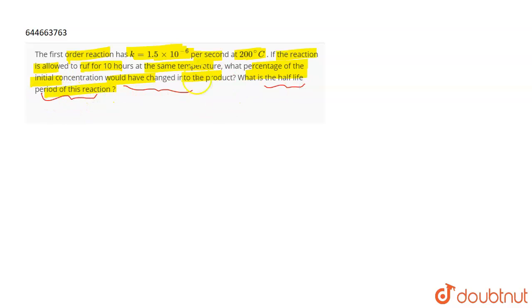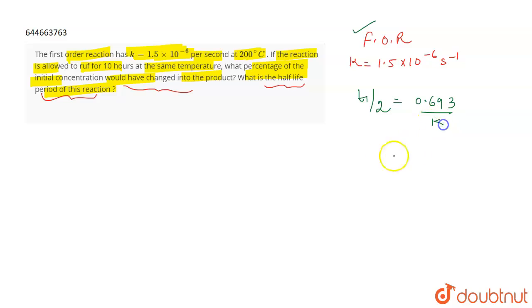Now, as it is given that it is a first order reaction, the rate constant is given to you as 1.5 into 10 to the power minus 6 second inverse. From here, you can find out the half-life for the reaction. As it is a first order reaction, the half-life is 0.693 divided by K. So this will become 0.693 divided by 1.5 into 10 to the power minus 6 seconds, right?